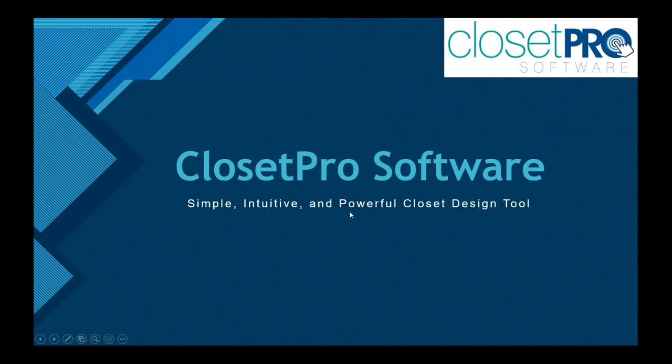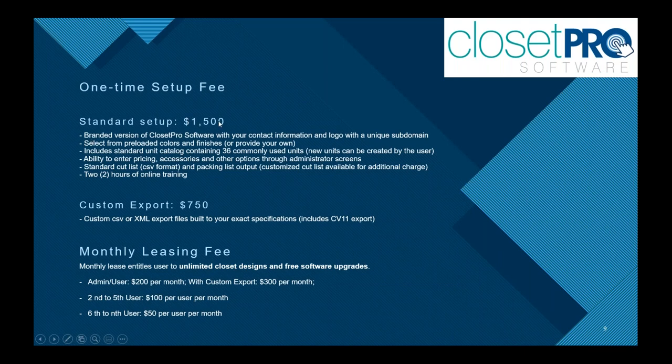So I won't ask you what it costs unless you want to tell us. Maybe it's on our website. There's no secret. Okay. Here you go. It's $1,500 to get started. There's really only two fees that are up front, and that is $1,500, which gives you access to a branded version of ClosetPro. You get your preloaded colors put in there. We give you a unit catalog, gives you the ability to do all your work from the admin side. You get your standard cut list, and you get some training online as well.